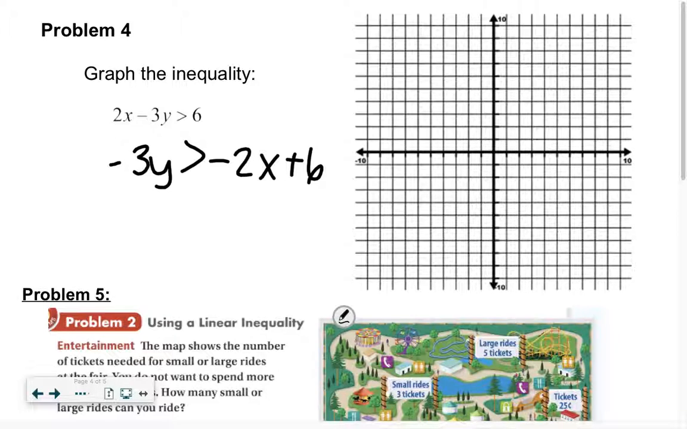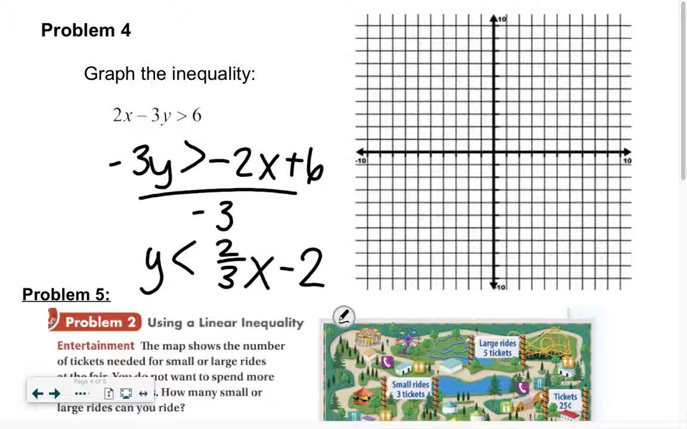Question, I want to divide by what? Negative 3. If I divide by negative 3, do you guys remember what happens to your sign? Yeah, you just flip it. If you divide by a negative, flip your sign. So it turns into y is less than 2/3 x minus 2. And then graph that. So down 2, up 2, over 3. What kind of line should I have? Dotted, dashed.